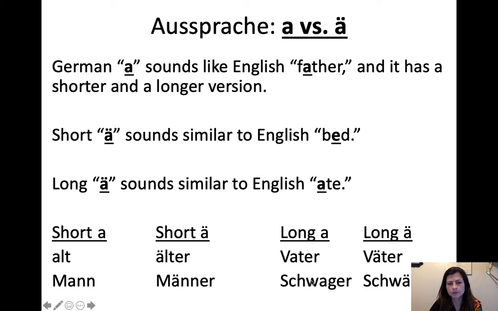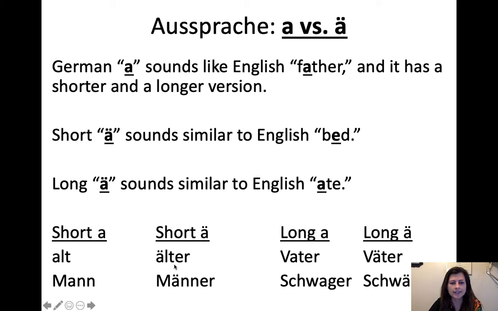Vater, Schwager. So that's A. But then the A with the umlaut is a very different sounding vowel. So with the short one, we have älter, Männer. So this is the comparative, old, older, and this is the plural, man, men. And in English, we actually change the vowel to make the plural of man, men.